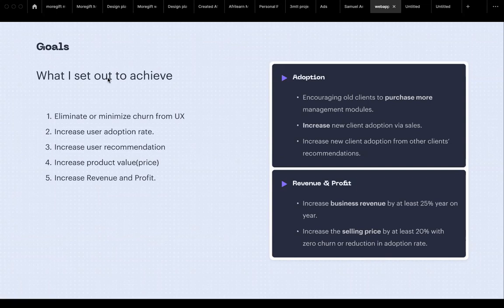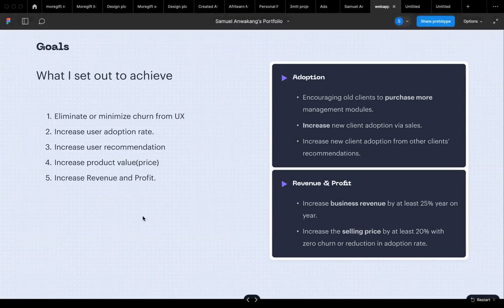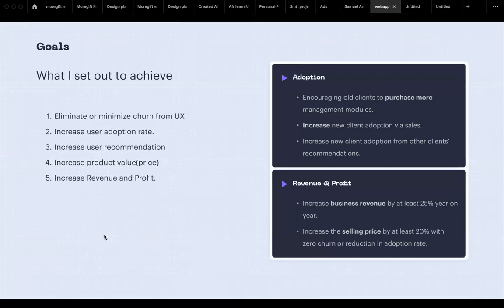And then increase the revenue and profit. So remember when I told you guys initially that your goal as a designer is to do these 3 things: to make it more profitable and people to buy. So this was my goal, set up in this project.